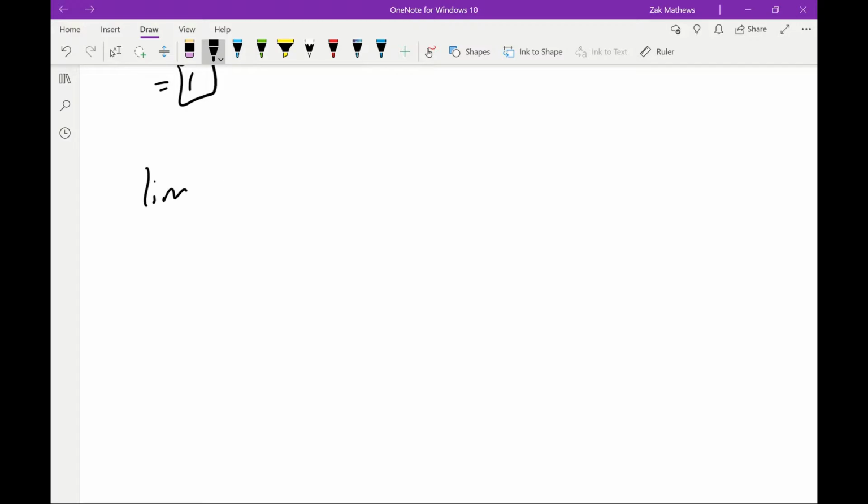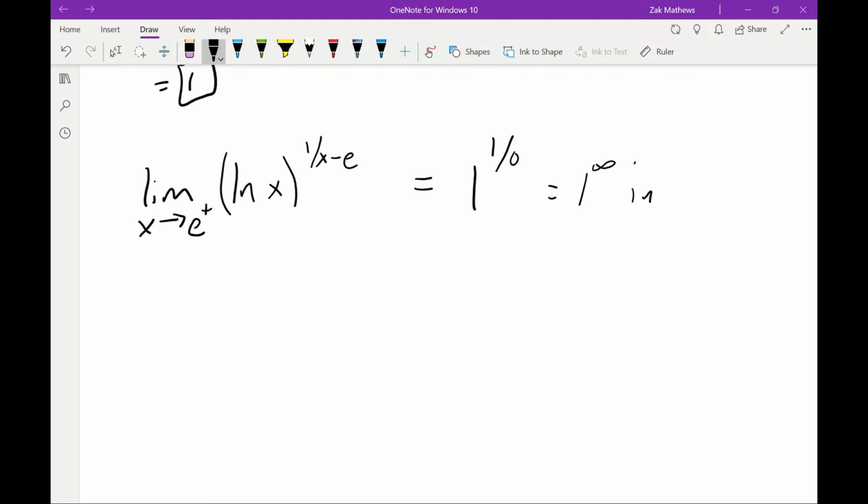So let's take the following example. We have the limit as x goes to e from the right of the natural log of x to the 1 over x minus e power. So if I think about plugging this in right now, I have the natural log of e, which is just 1, to the 1 over 0 power. That is 1 to the infinity, essentially. This is called an indeterminate power.